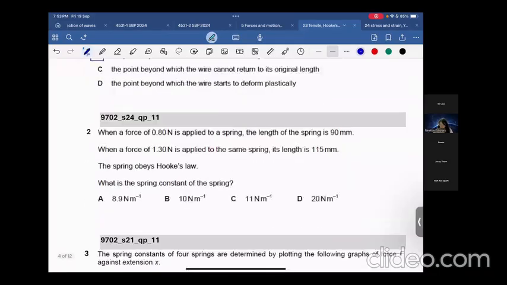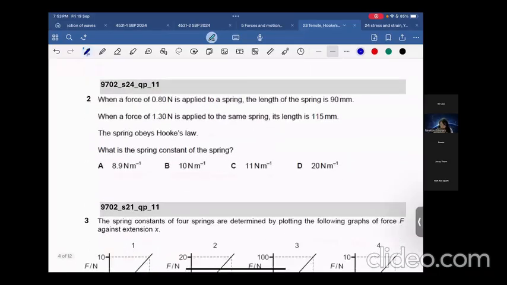Number 2. When a force is applied on the spring, the length of the spring is 90 mm. When another force of 1.3 is applied to the same spring, its length is 115 mm. The spring obeys Hooke's law, so F equals Kx. What is the spring constant? Like boys and girls, can you try?